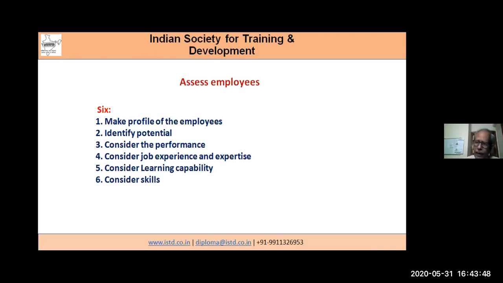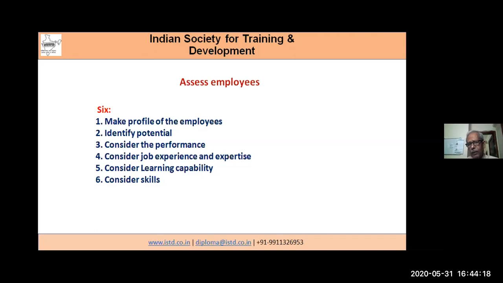When you find out these are the talent needs in the organization, you make a list of the people who are possibly most suitable for those positions, for those kinds of talents. So make a profiling of those employees. And for that, even competency mapping and other methods can be taken into account. On that profile, the potential of the people is to be identified.